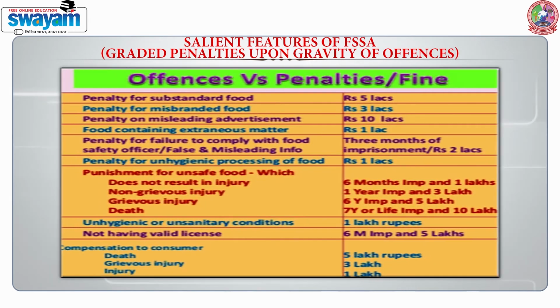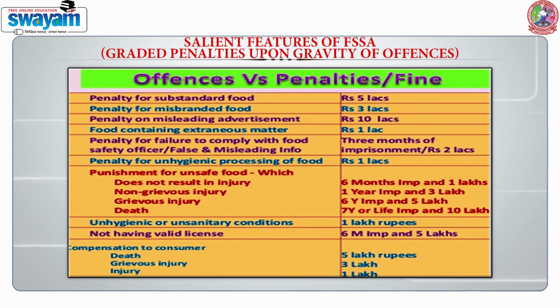A very important key feature of this Food Safety and Standard Act is that we have penalties which are graded on the basis of the gravity of the offence. We can have a fine up to 5 lakhs starting from 1 lakh. This act is enforced by FSSAI along with the state and union territory food authorities.